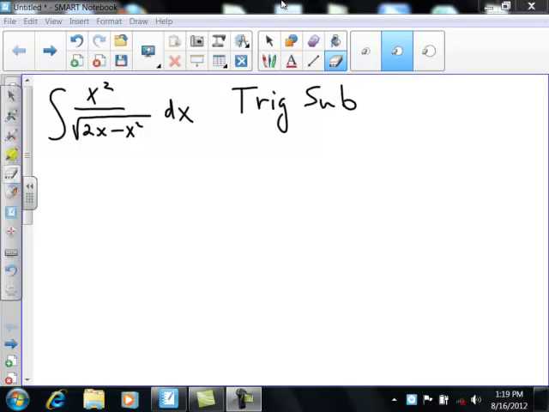Okay, so this is another integration technique example that I'm doing. In this case, I'm going to be illustrating trig substitution. So we have the integral of x squared over the square root of 2x minus x squared dx.